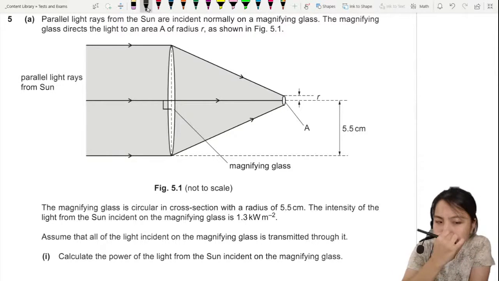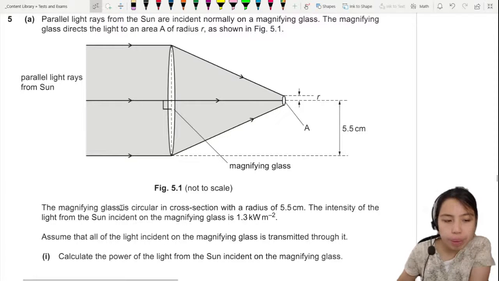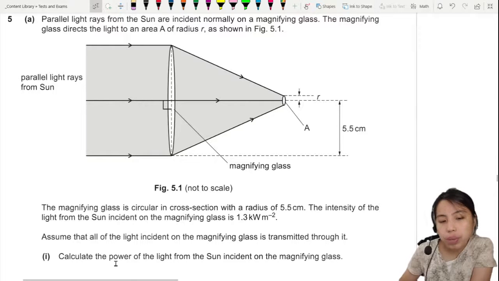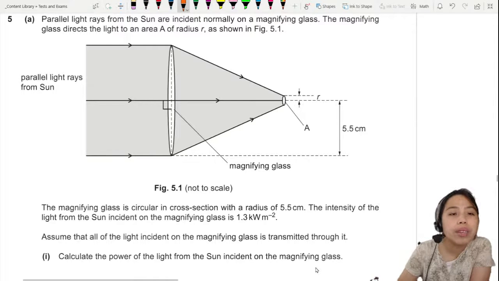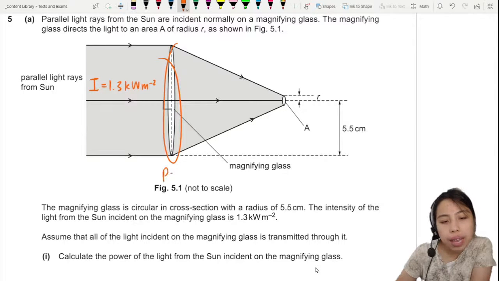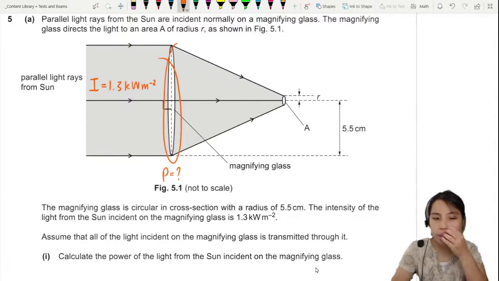Okay, anyway, what are we doing here? So they tell us magnifying glass, we got cross-section, radius, intensity of the sun on the magnifying glass is 1.3. So this whole part here is incoming rays from the sun. It's 1.3 kilowatts per meter squared. What does that mean? We'll find out. Calculate the power of the light from the sun incident on the magnifying glass. So intensity here is 1.3 kilowatt per meter squared. What power is this though? It really depends on the area of this round lens.